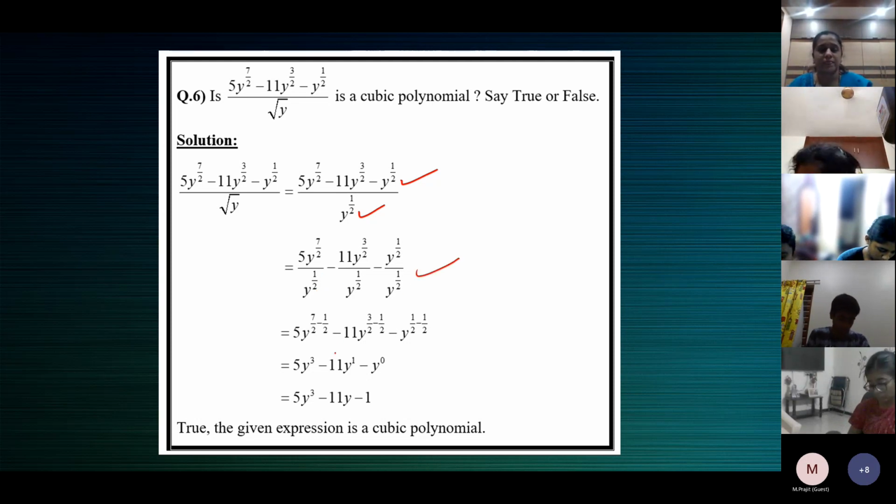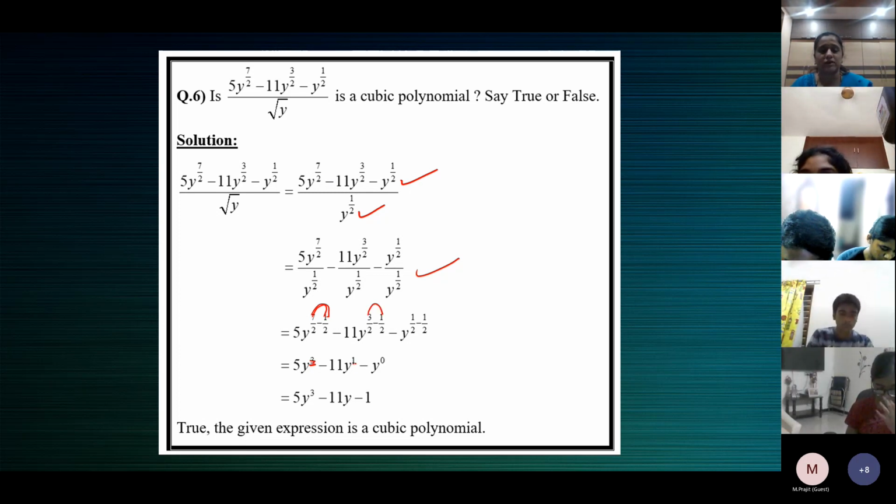That's the second step. Then when bases are same and it's division, we subtract the powers. So 7 by 2 minus 1 by 2, 3 by 2 minus 1 by 2, 1 by 2 minus 1 by 2. 7 minus 1 is 6, 6 by 2 is 3. 3 minus 1 is 2, 2 by 2 is 1. And half minus half is 0. Simplified.